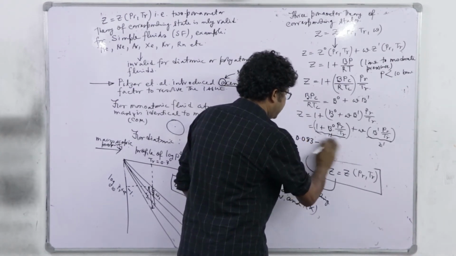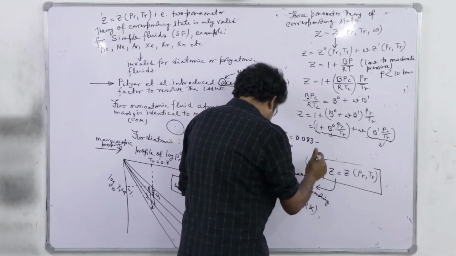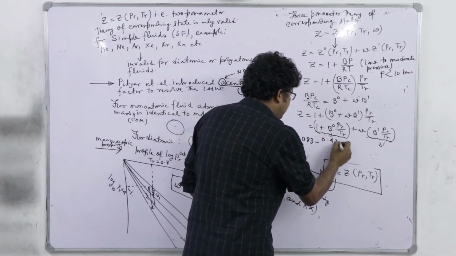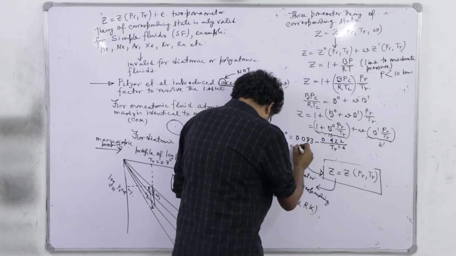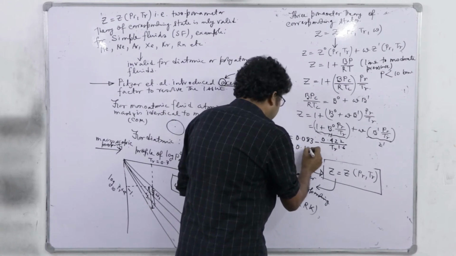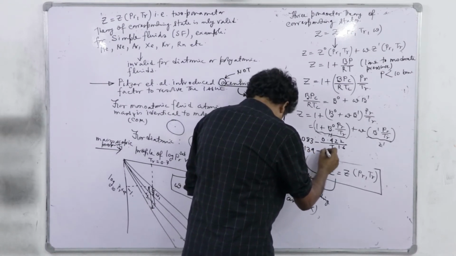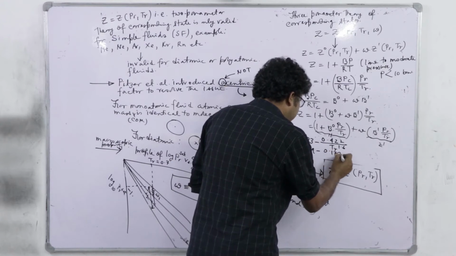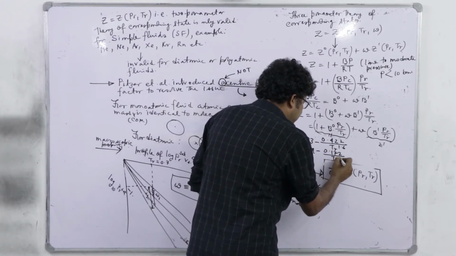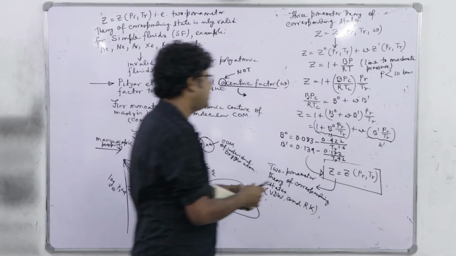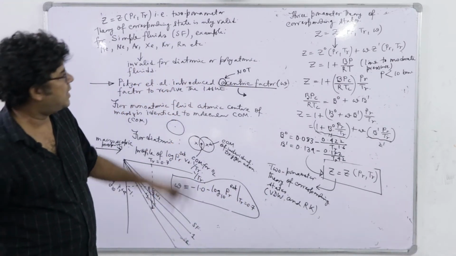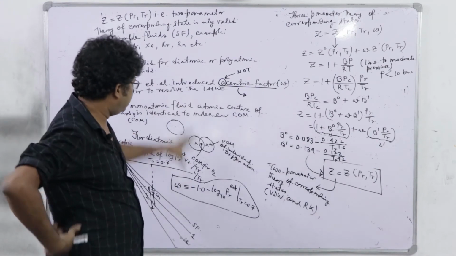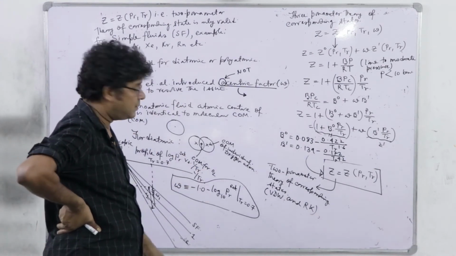B0 is 0.083 minus 0.422 divided by TR to the power 1.6, and B1 is 0.139 minus 0.172 divided by TR to the power 4.2. So these are the two functionalities introduced by Pitzer, and the primary point is the acentric factor.